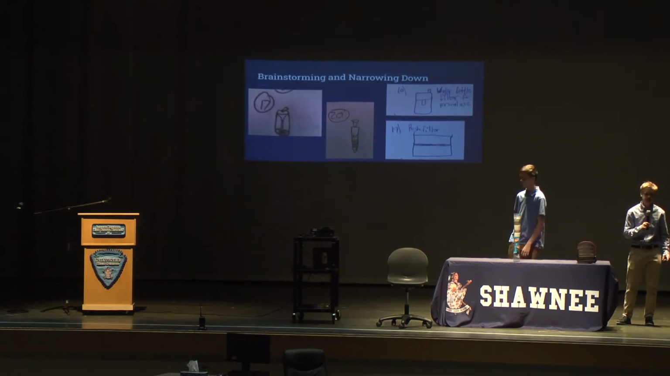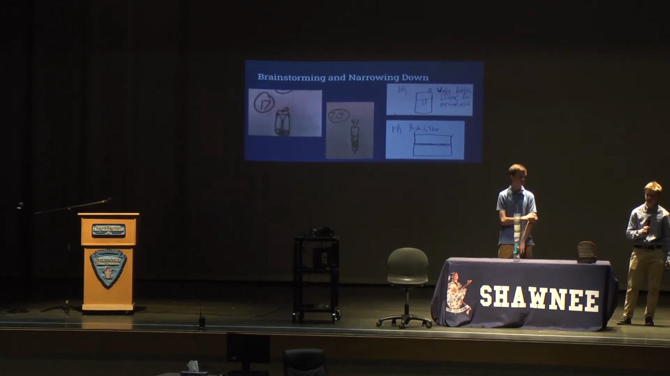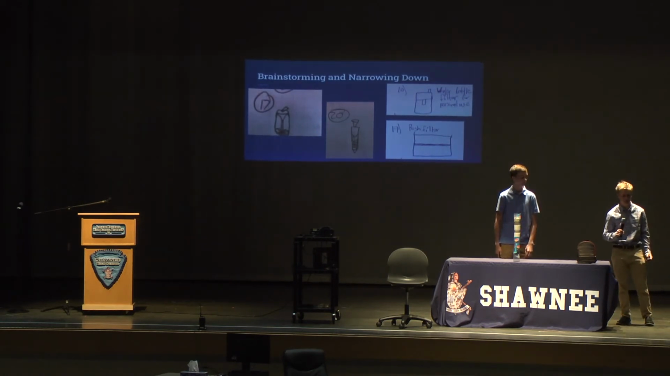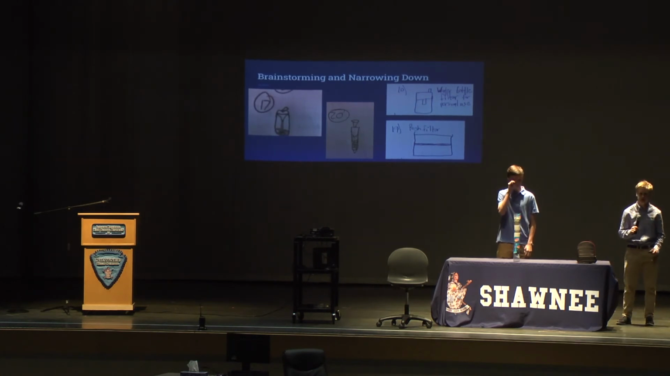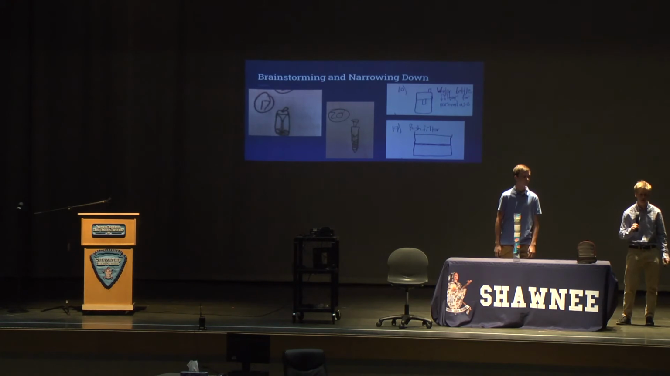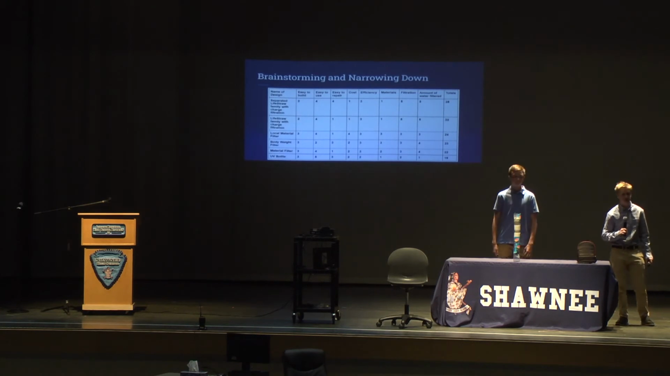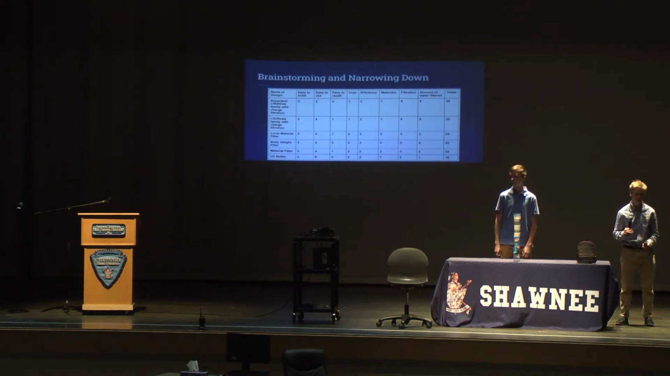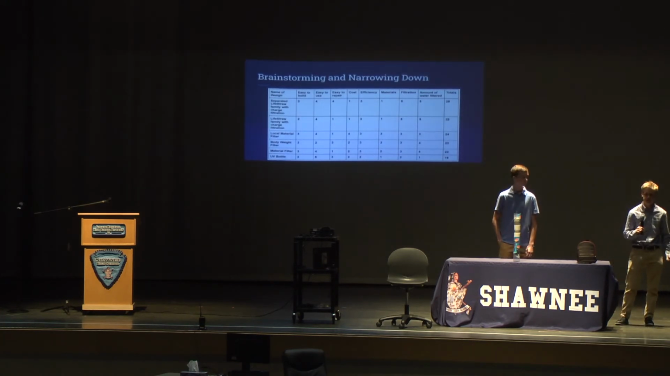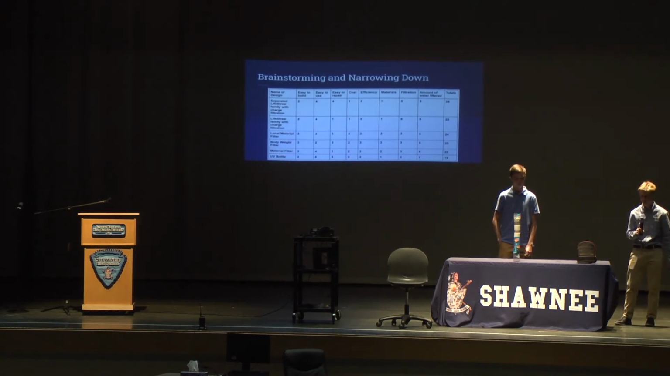And we initially came up with a total of 50 different ideas and 50 different sketches to be able to solve this problem. We narrowed it down to 6 and then narrowed it down again from there. This is that process of narrowing down the ideas from 6 to 1 after we narrowed down from 50 to 6.